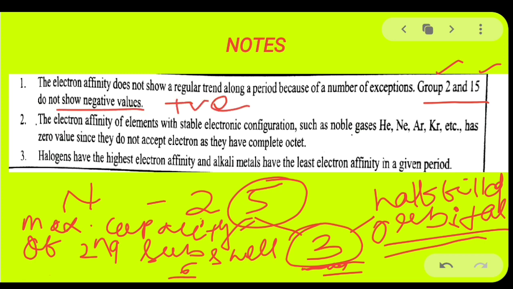Now, the electron affinity of an element with a stable configuration such as the noble gases is 0. So all the noble gases show 0 electron affinity due to their stable electronic configuration. Hence, they do not accept an electron as they have completed their octet. Now, the halogens have the highest electron affinity, and alkali metals have the least electron affinity in a given period.